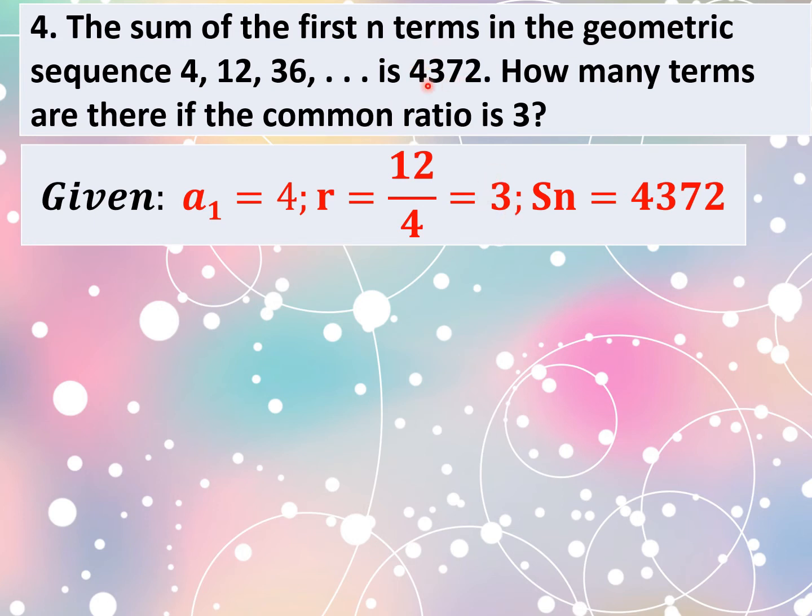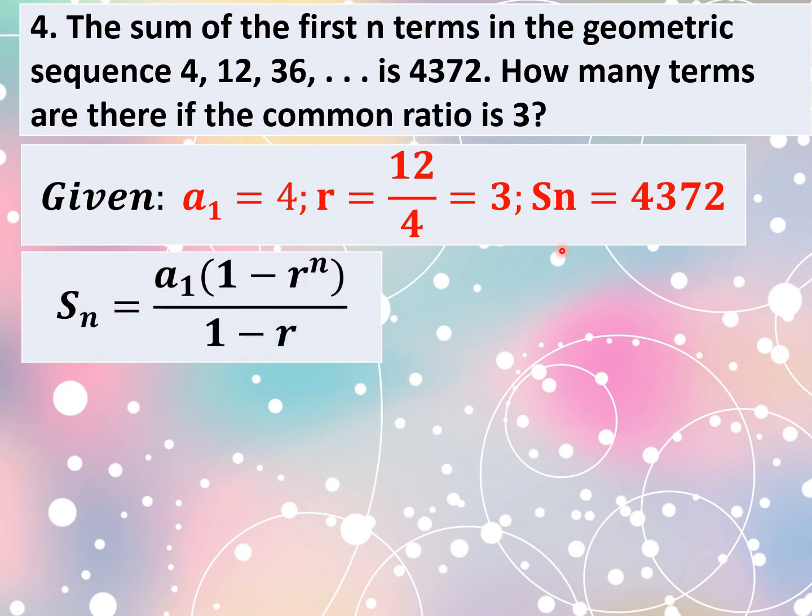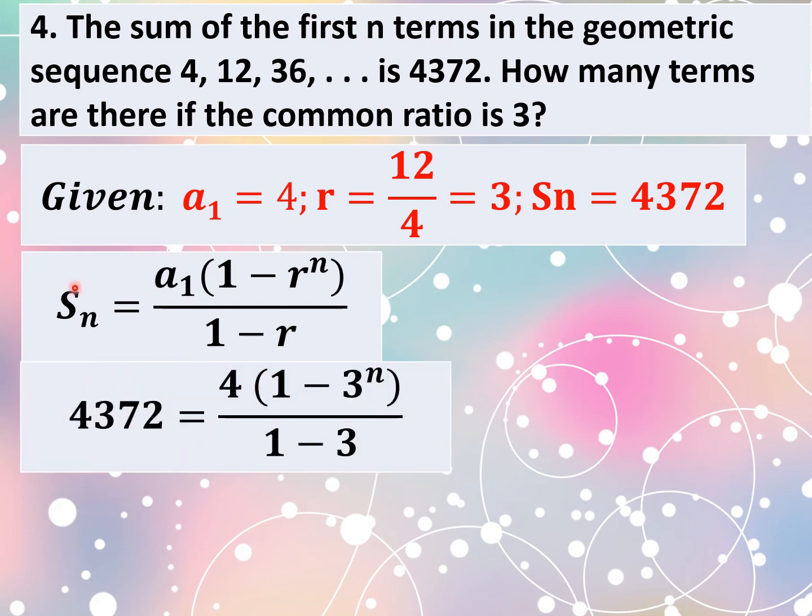Tapos, yung 4,372, that is our S sub n. And of course, ang nawawala is yung value ng n. So, using this formula na S sub n is equal to a sub 1 times 1 minus r raised to n all over 1 minus r, pwede na natin i-substitute ngayon yung mga given para ma-solve natin yung value ng n. So, substitute, ang sum natin is 4,372.